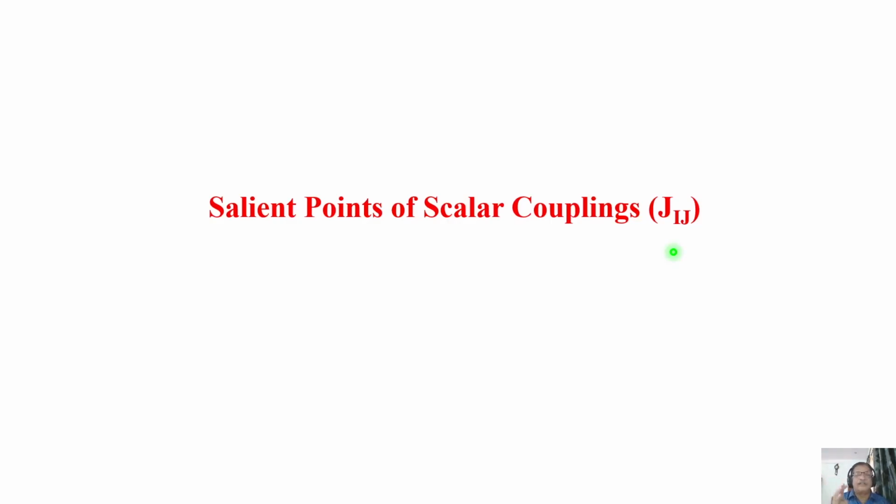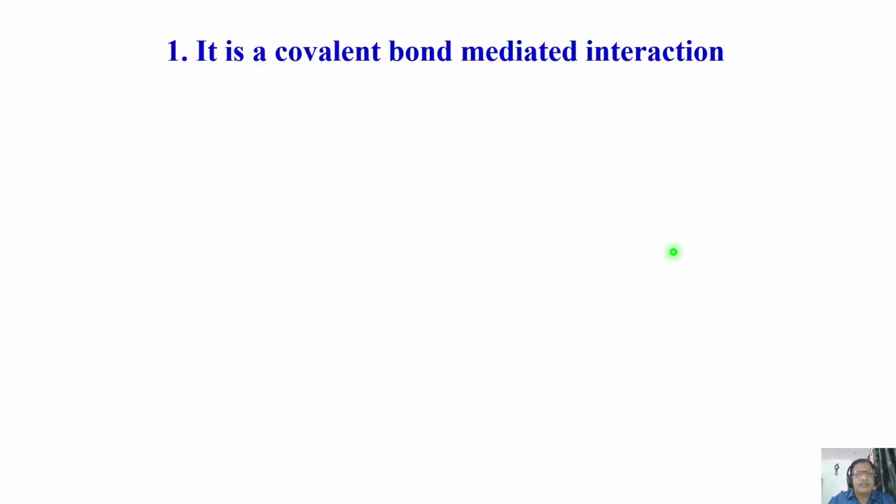In the next one or two, or two to three classes, we will be talking only about scalar coupling. A lot more of these things we will discuss. Okay, so I'll start listing one by one. First, as I just discussed, it is a covalent bond mediated interaction.